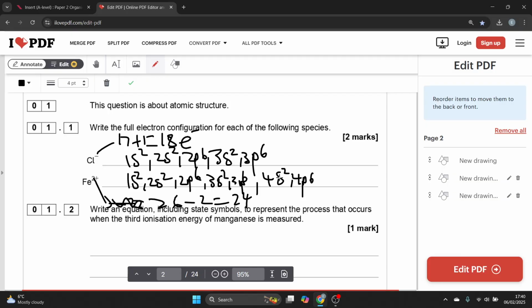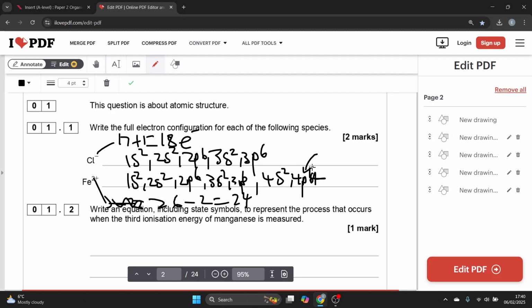4p6. Well, that will give me 26, and that's not what I want. I want 24. So 4, 10, 12, 18, 20, 26. So 4p4, right? But then that's partially empty. So what I'm going to do instead is that this goes, and then I've got 3d6. 1s2, 2s2, 2p6, 3s2, 3p6, 3d6.